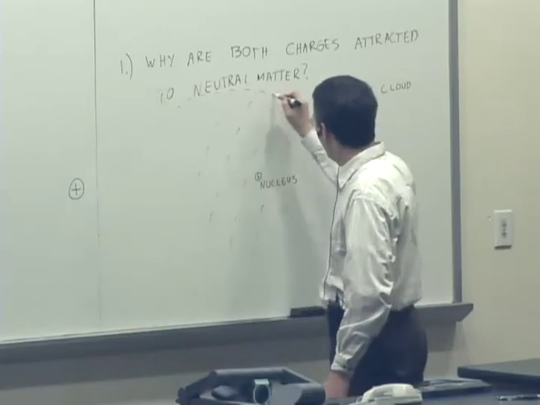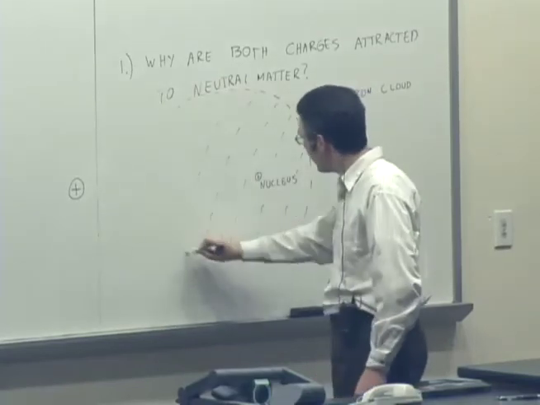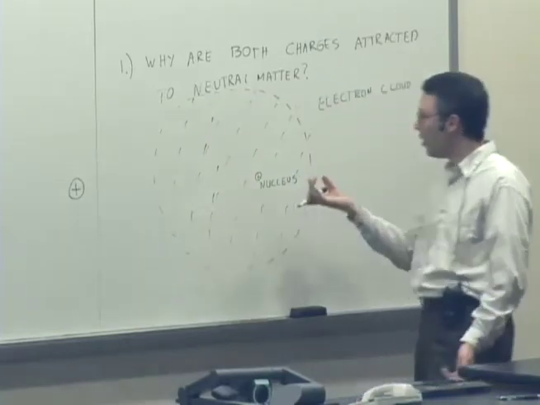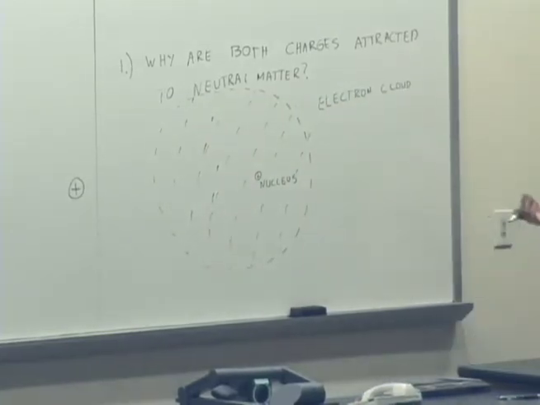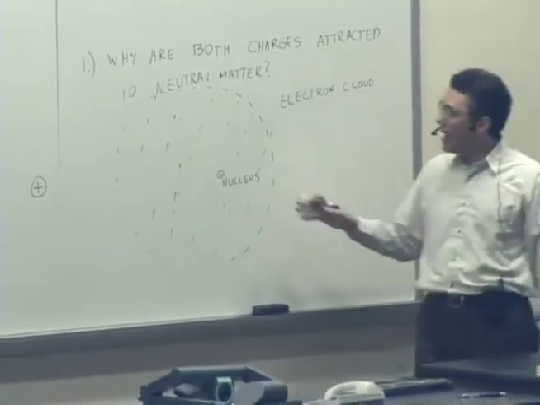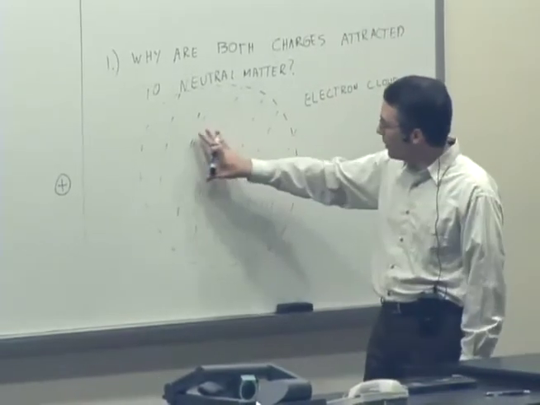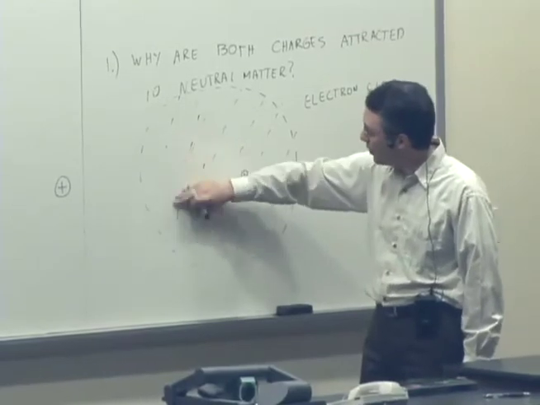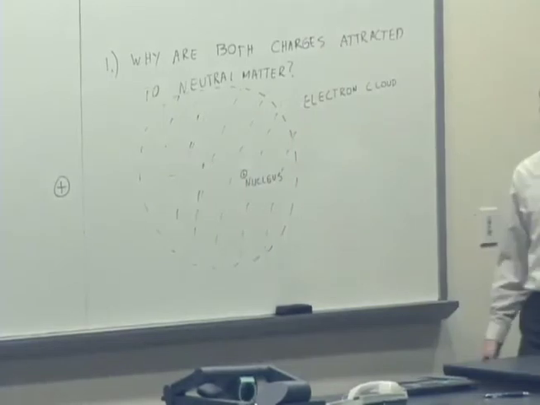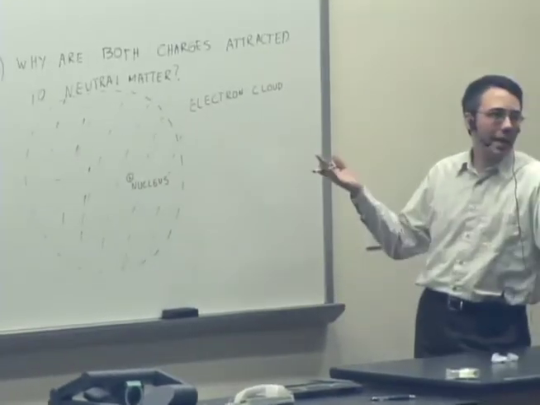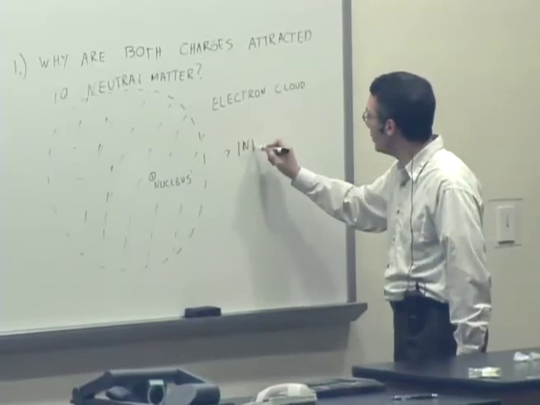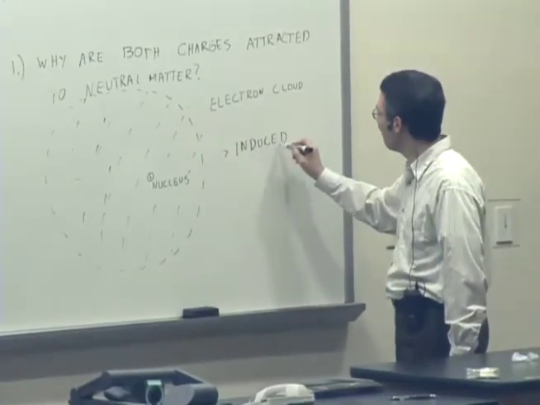And so this is kind of an exaggerated picture. The real shift might be only a fraction of the width of a nucleus, but it's big enough to notice. And if you now have a greater distribution of negative charge on this side and a concentration of positive charge on the other, that's an induced dipole. This is what we call an induced dipole.